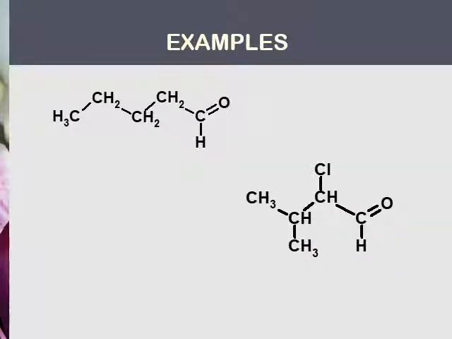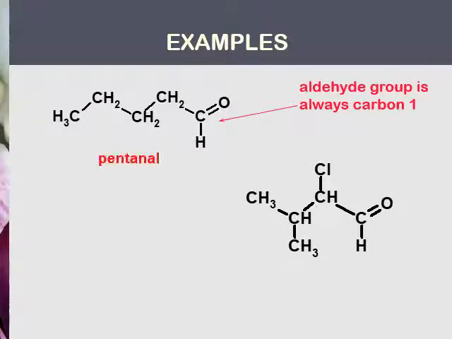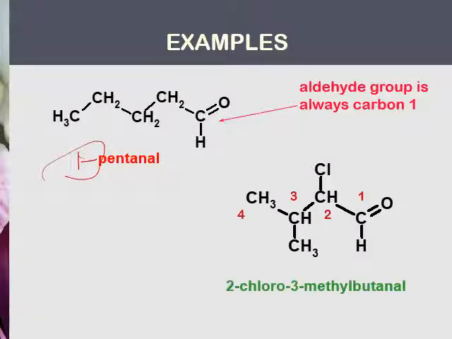Here are 2 examples of aldehydes. In the first molecule, the longest chain is 5, so it is a pentanal, and the carbonyl carbon is number 1, so 1-pentanal. For this simple aldehyde, the 1 can be omitted, simply called pentanal. Now in the second molecule, the longest chain is 4, so 1, 2, 3, 4. Note that we put the carbonyl carbon as number 1 carbon, and so the name should be 2-chloro-3-methylbutanal.